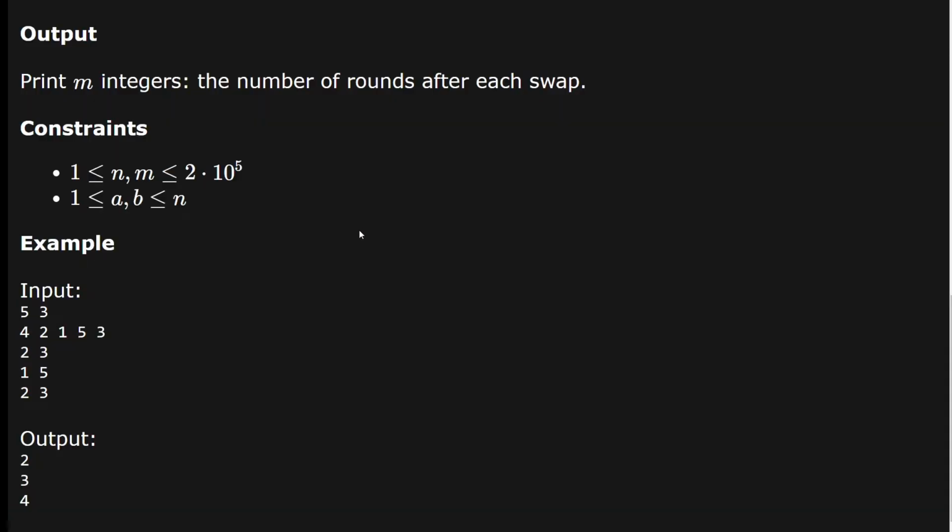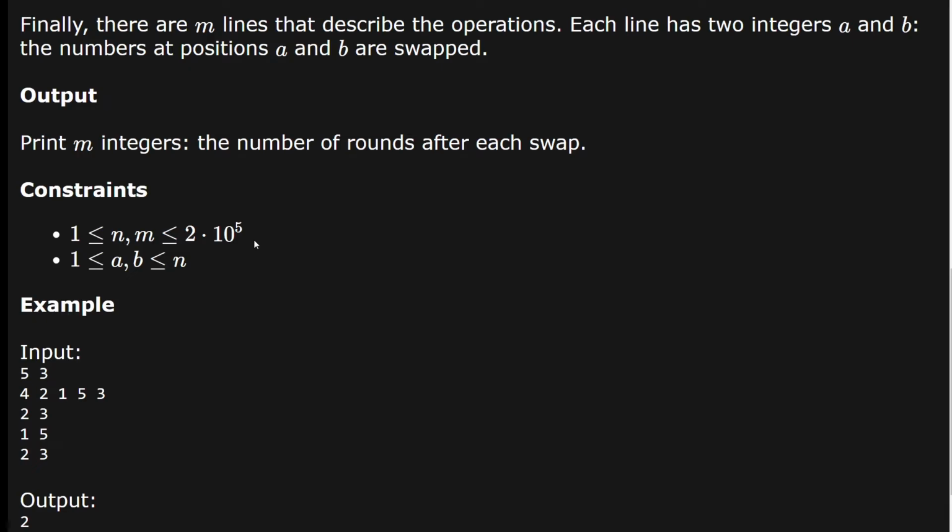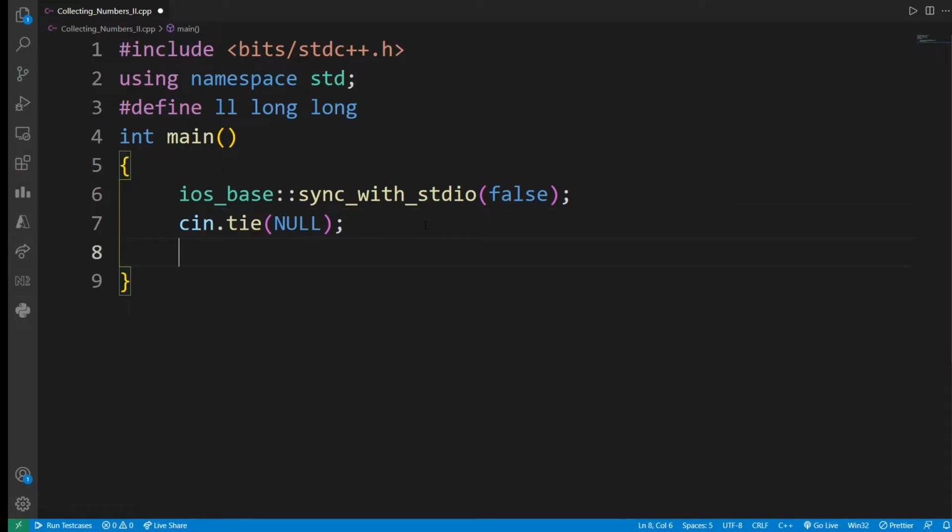Okay, so the constraint is good for the integer data type. So let's just declare the variables and initialize them with 0. So n, k, a, b is equal to 0. n is the size of the array, and k is the number of swapping operations we need to perform, and a and b are the positions or locations of the numbers which need to be swapped.